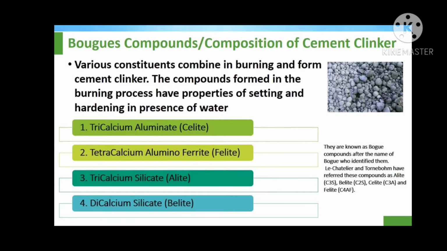Bogue's compounds. Various constituents combine in burning and form cement clinker. The compounds formed in the burning process have properties of setting and hardening in the presence of water. First, tricalcium aluminate. Second, tetracalcium aluminoferrite. Third, tricalcium silicate. Fourth, dicalcium silicate.